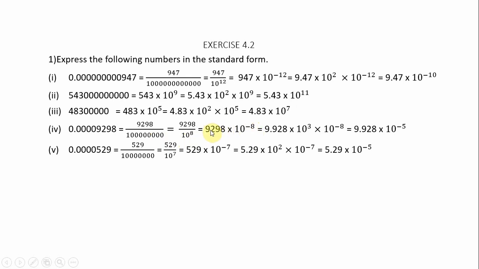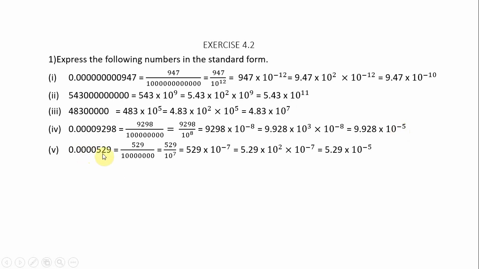I told you, you should have a single digit before the decimal, so 9.928. Here you have 3 digits after the decimal, so I have written 10 to the power of 3, and 10 to the power of minus 8 as it is. 3 and minus 8 is equal to minus 5. So 9.928 into 10 to the power of minus 5. The same process here for the last one.